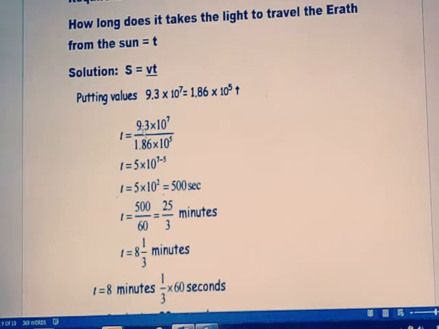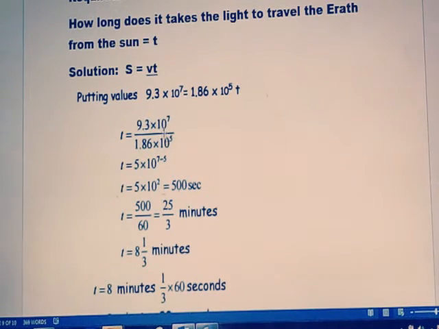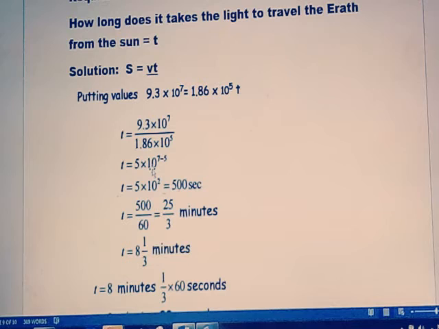So when we divide 9.3 by 1.86, it is equal to 5, and multiply. Look, they have the same base. If they have the same base, so quotient form, we take one base and the exponents are subtracted. So 7, when it comes in the numerator, its power becomes negative, and they have the same base, so that becomes 7 minus 5. So 5 multiplied by 10 power 7 minus 5. 7 minus 5 equals 2. So 5 multiplied by 10 power 2.